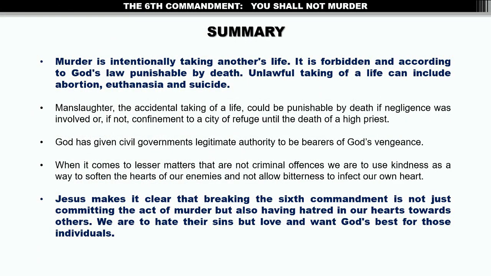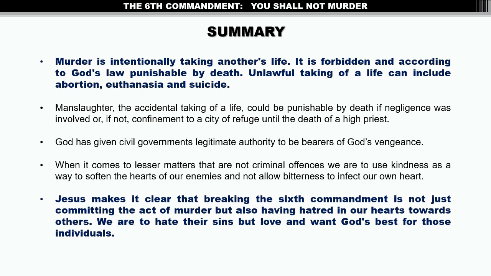So in summary, murder is intentionally taking another's life. It is forbidden and, according to God's law, punishable by death. Unlawfully taking a life can include abortion, euthanasia, and suicide. Manslaughter, the accidental taking of a life, could be punishable by death if negligence was involved, or, if not, confinement to a city of refuge until the death of the high priest.